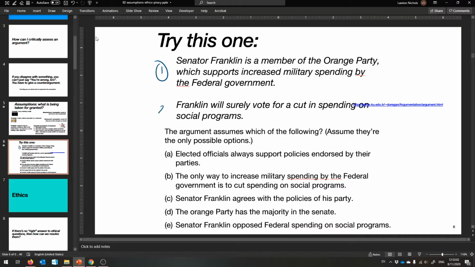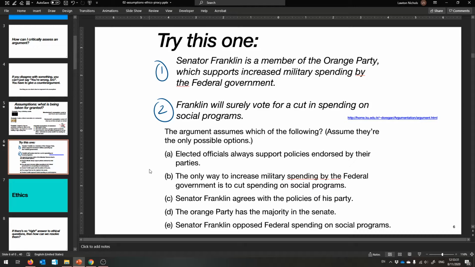This is like sentence 1, sentence 2, and then we can ask, all right, now this argument, it is an argument. It's making a case for something. What does it assume? And assume, no pun intended, that all of these options are the only possible options. Okay? So there's nothing else that could happen. Only A through E is possible.